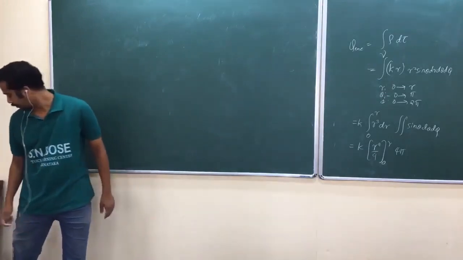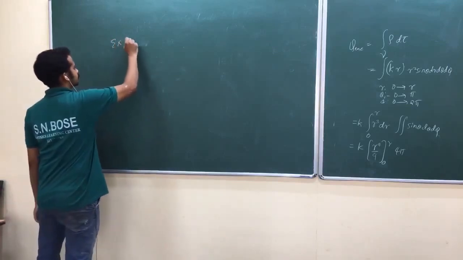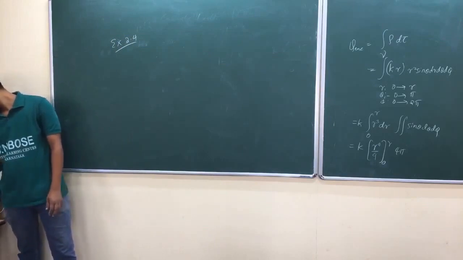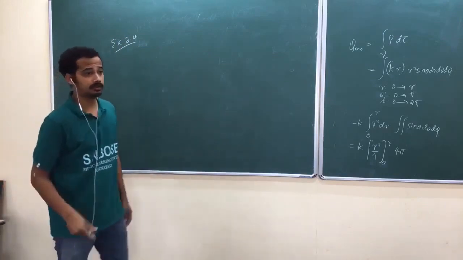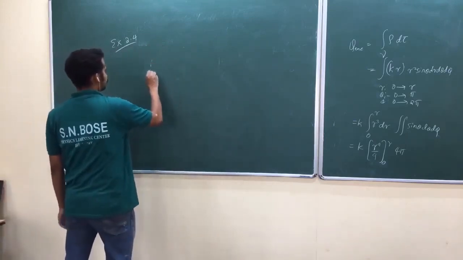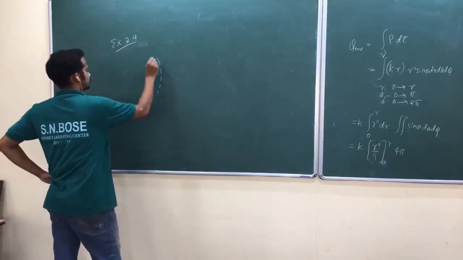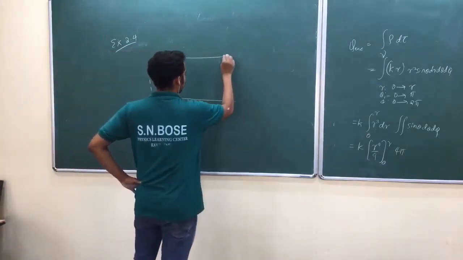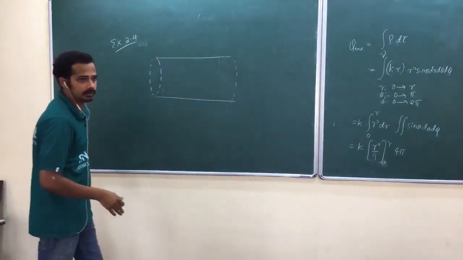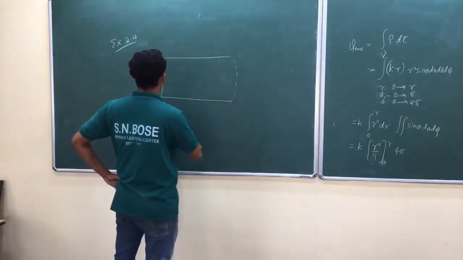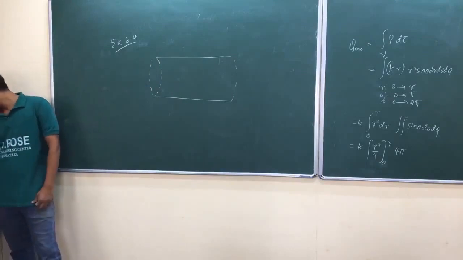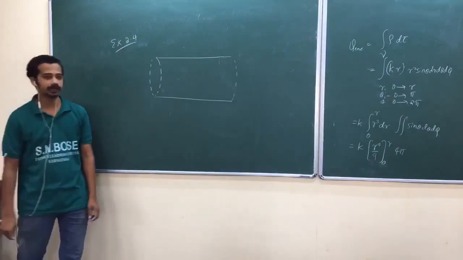Cylindrical symmetry problem. Example number 2.4. A long cylinder. Remember, it should be long, it should be infinite, mathematically. Let me tell you why it should be long: otherwise it will not become cylindrical symmetry. If it is not infinitely long, it will not become cylindrical symmetry. A long cylinder carries a charge density that is proportional to distance from the axis.